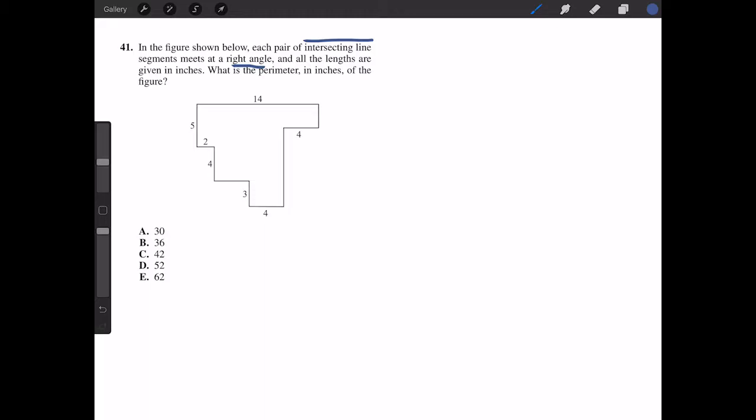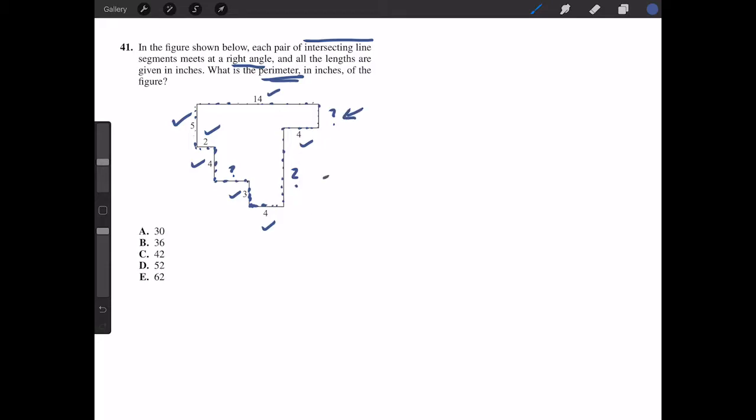Now, if they want the perimeter, remember the perimeter means if you were to walk all around this shape, how many inches, what's the distance that you would travel? So we want to know all of this perimeter. To know that, we need to know the measurements of all sides. So let's start with this one. We know it's given, it's 5 inches. This one is 2 inches, this one is 4 inches. This one, we don't know. This one is 3 inches, this is 4 inches. We don't know this one. We know this one's 4, we don't know this one, and we know this one's 14.